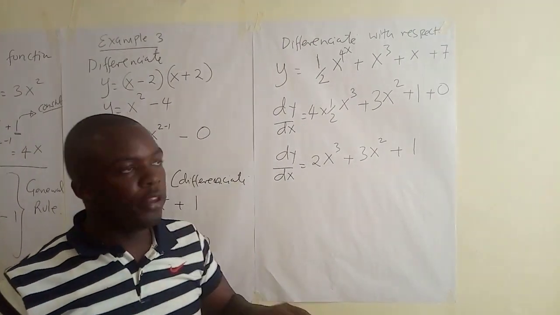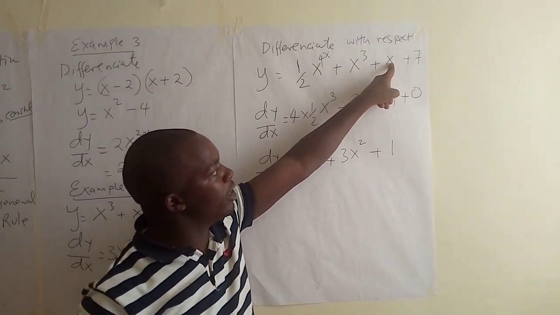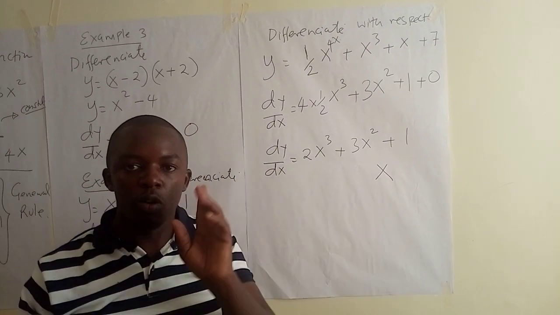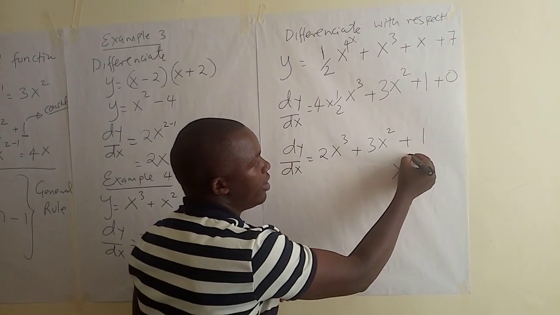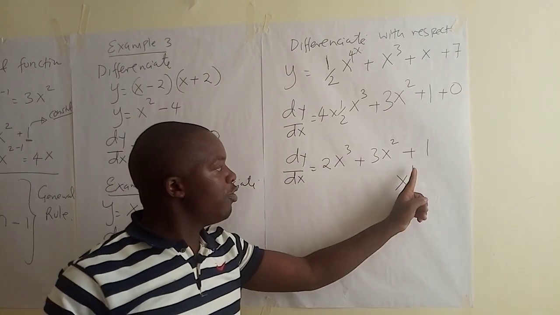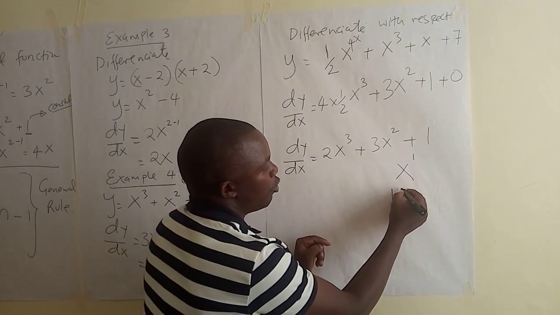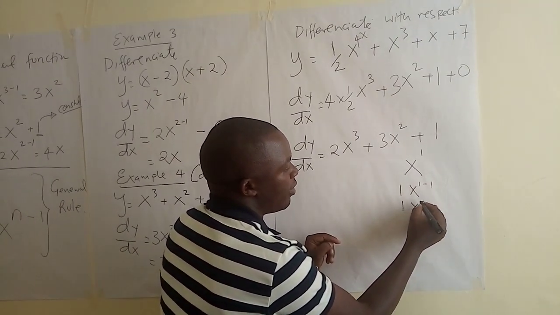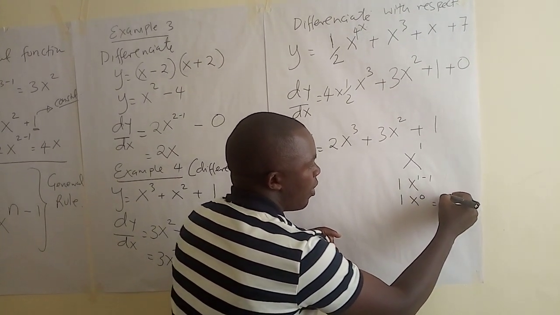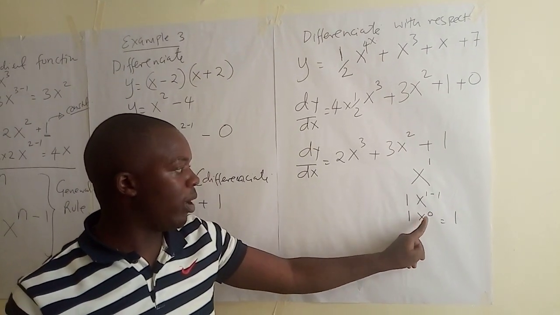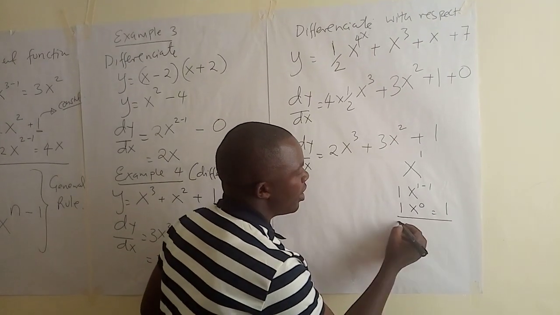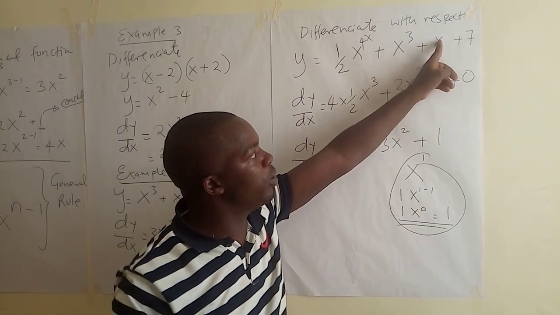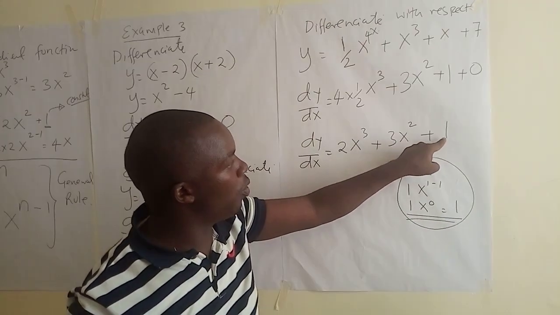It is good to note that the derivative of x is always 1. Why? Because x is believed to be raised to the power 1. So if you bring 1 here, it's going to be 1 times x to the power 1 minus 1, which is 1 times x to the power 0, and x to the power 0 is 1, so 1 times 1 is 1. So the derivative of x will always be 1. That is why I want to insist here, so that you know why we have 1.